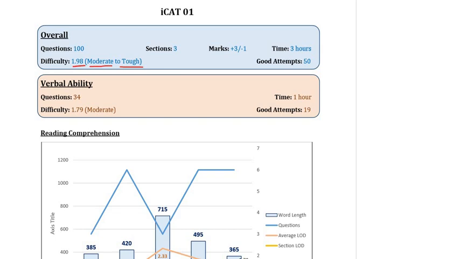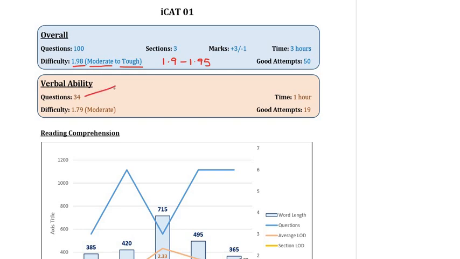But why do I then classify it as a moderate to tough mock? Because the average difficulty as per our faculty for the actual CAT exam over the last 3 years has been rated somewhere between 1.9 to 1.95. So in that sense, it was marginally tougher compared to the actual CAT, which is absolutely understandable considering it's a mock. Let's have a look firstly at the verbal ability section.